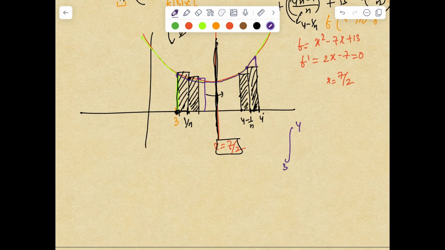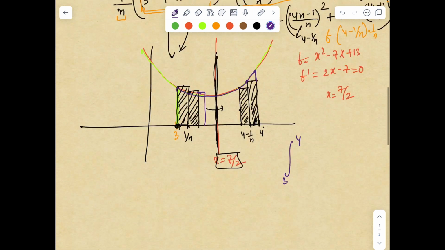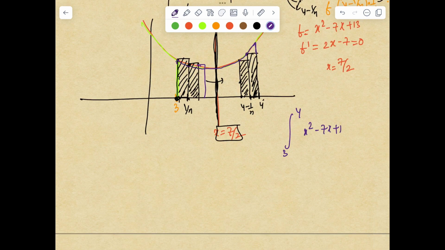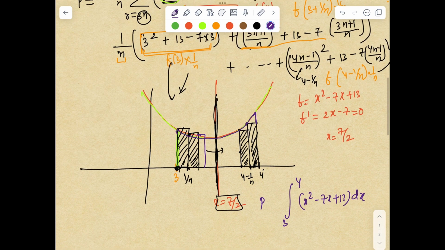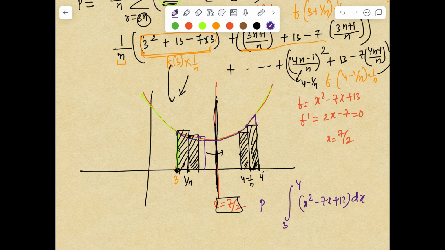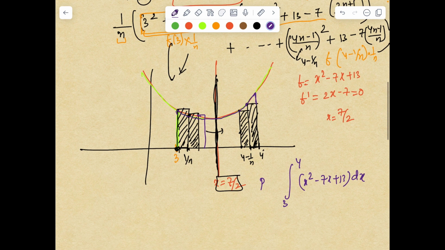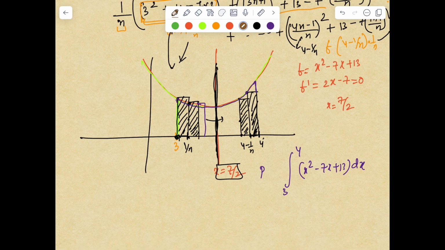So now we have an expression, the integral from 3 to 4 of x square minus 7x plus 13 dx. So basically we need to compare this with the value of P. Now this is not a very easy task over here, or at least it seems easy, because the function f of x does not have monotonic behavior in this interval. If the function had monotonic behavior, then clearly we could see whether this sum of rectangles is less or more. Now what is happening to the left of x equal to 7 by 2 is that the sum of rectangles is more than the area under the curve.